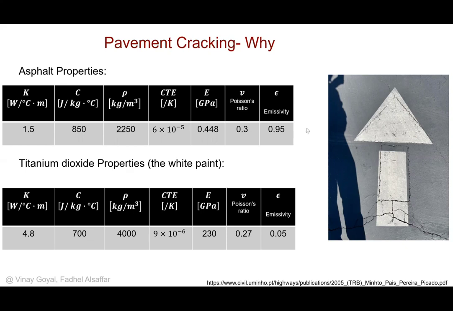We have the properties for the asphalt and that white paint, which is titanium dioxide, taken from literature. We have the thermal properties: thermal conductivity, specific heat, density, thermal expansion coefficient, Young's modulus, Poisson's ratio, and emissivity, which is related to the radiation and how much radiation is being absorbed by the material. We can see here that the pavement, for example, has 95%, so 95% of the radiation would be absorbed, while for the white paint, only 5% is being absorbed. And we can see that there's a large difference in CTE as well, which can result in residual stresses at these interfaces.